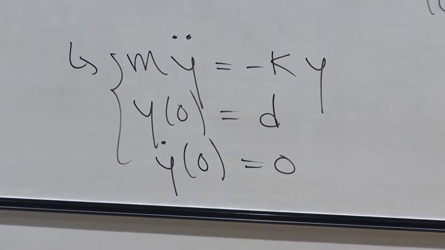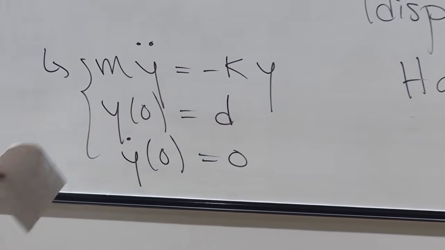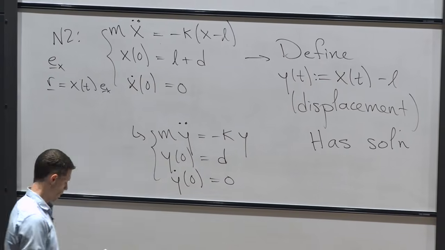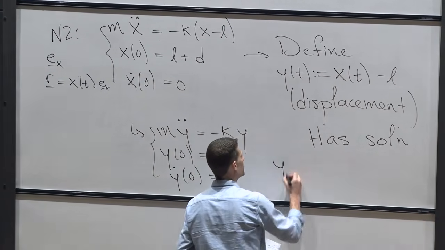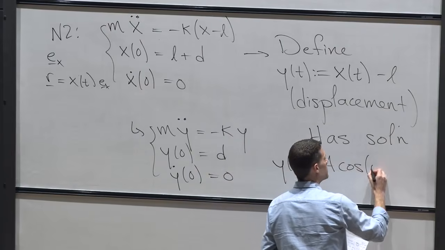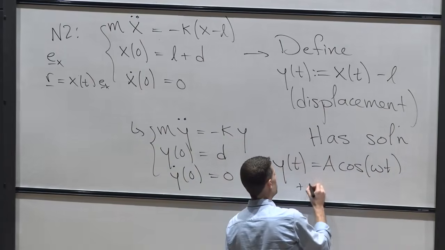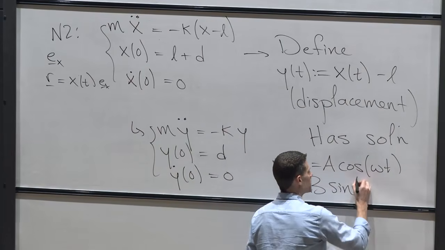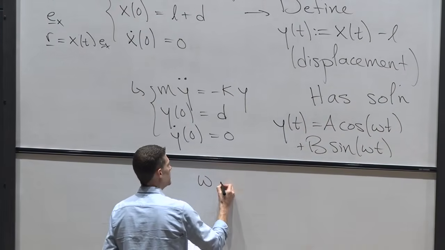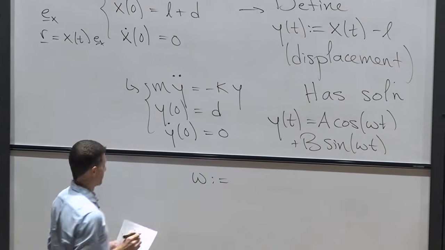If you apply those initial conditions, you just end up with, well, okay. So that has solution y of t is A cosine omega t plus B sine omega t, where omega is defined as the square root of k over m.